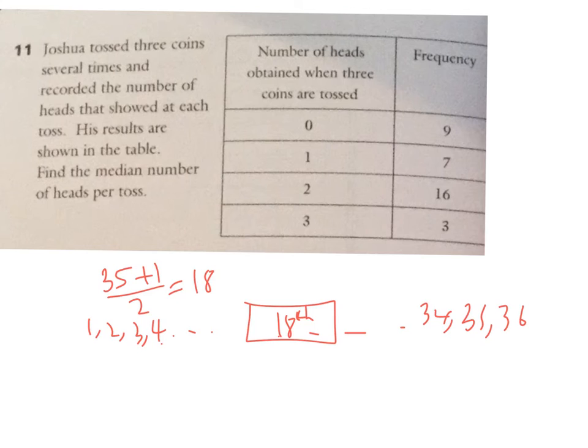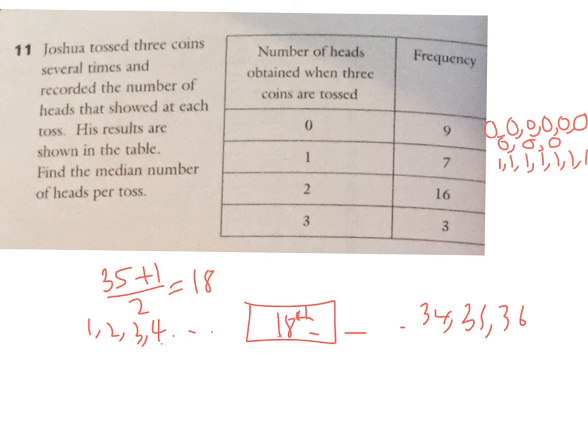Well, the first 9 are in the group 0, so there would be 9 zeros. If you're ordering these from smallest to biggest, you'd have 9 zeros. 1, 2, 3, 4, 5, 6, 7, 8, 9. You would then have 7 ones, which would be 1, 2, 3, 4, 5, 6, 7, and so on. But let's just see if we've got 18 values, have we already?